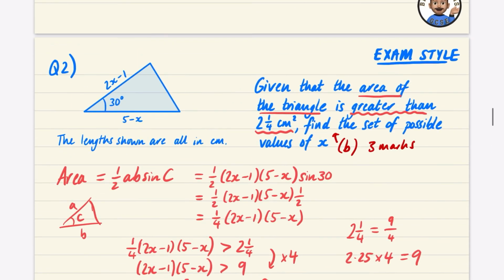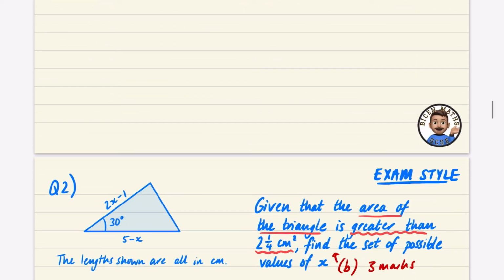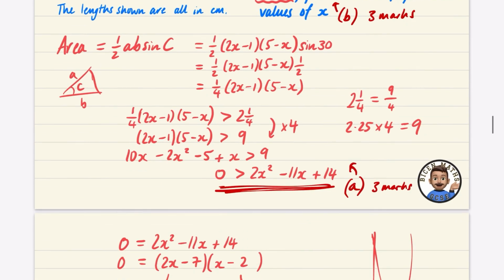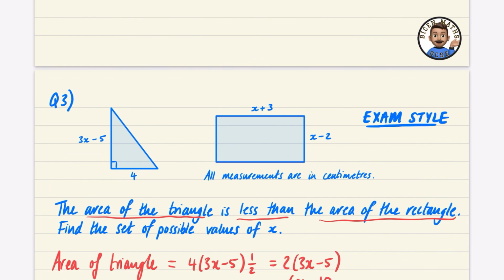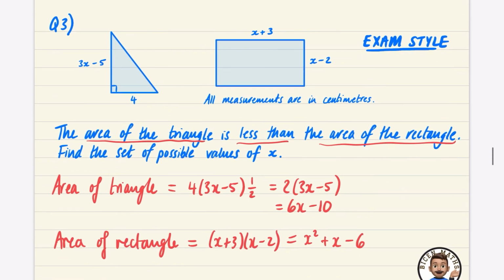Definitely gets challenging when you put it in some exam context. You can see how they like to blend it with other things like this half AB sine C and the areas of different shapes. So be aware it might pop up in some unfamiliar kinds of scenarios.